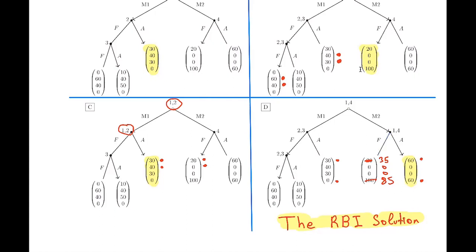This example shows that off-path coalitional credible threats play a critical role in determining the recursive backward induction solution. Here, the solution is illustrated over there.